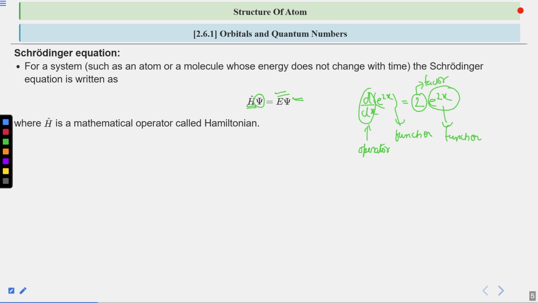Now suppose I'm not telling you the actual state of this Hamiltonian function. Suppose our Hamiltonian operator is this. You applied this on the function. What do you get? You get the function back multiplied by a factor. So this factor 2 will be the energy, and this psi will be the function. Got it? As simple as that.